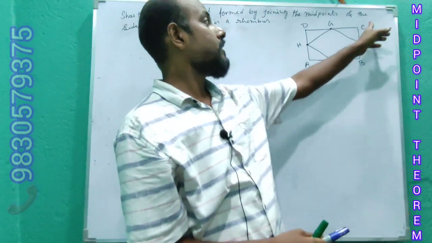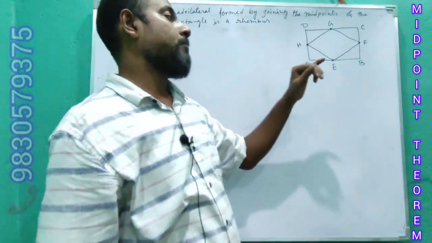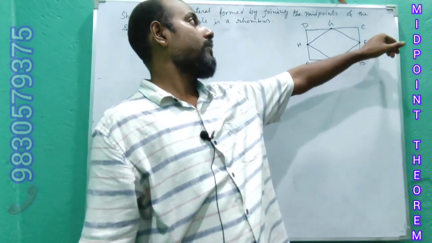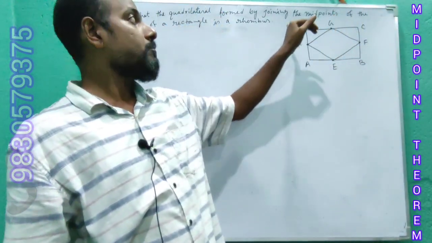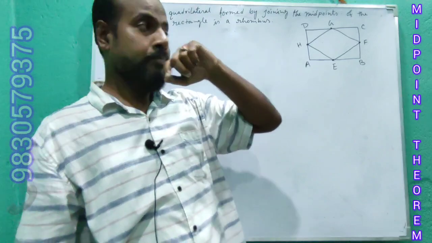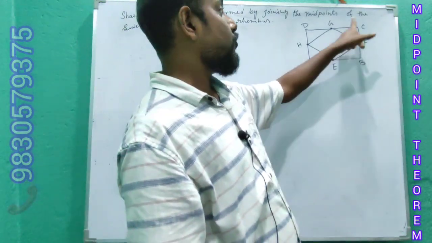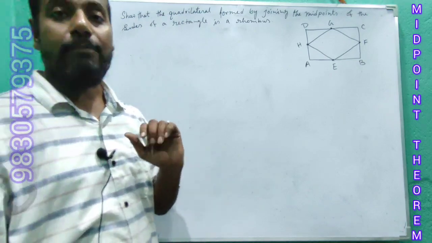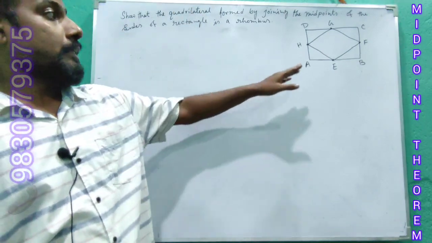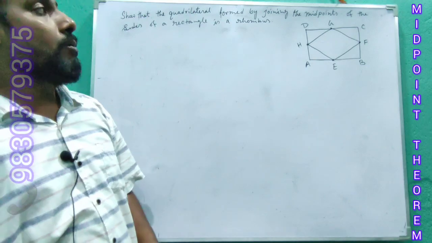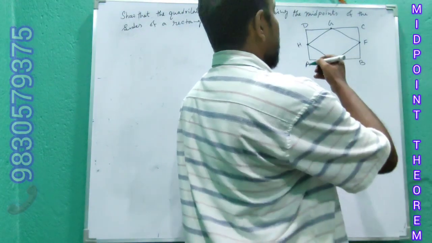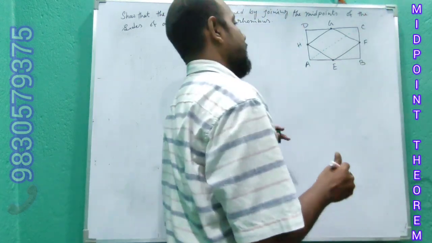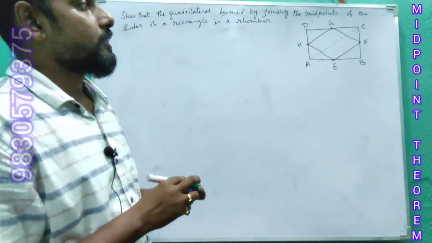Suppose ABCD is a rectangle, and the midpoint of AB is E, midpoint of BC is F, midpoint of DC is G, and midpoint of AD is H. Now EFGH, this quadrilateral is a rhombus. We have to prove it. Here is a construction. We have to draw a diagonal AC. AC diagonal is drawn.